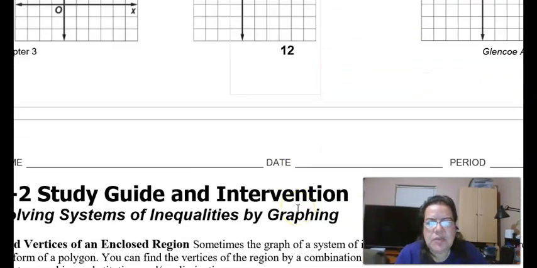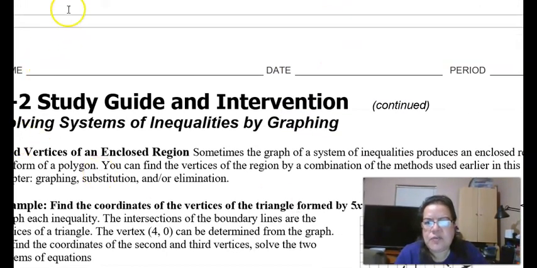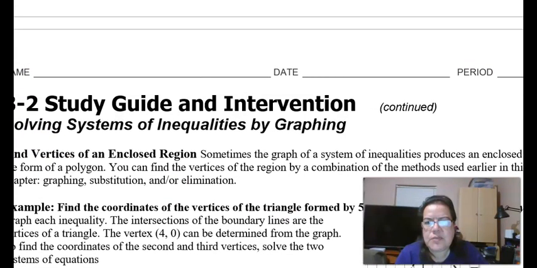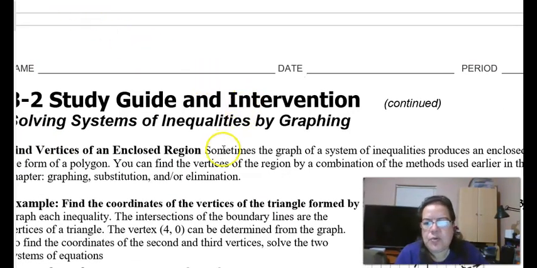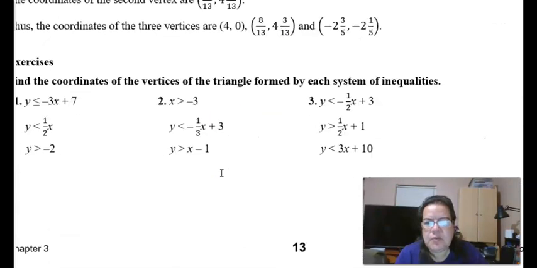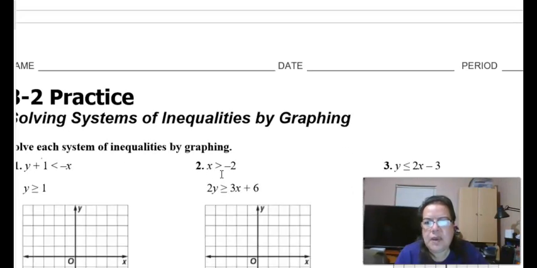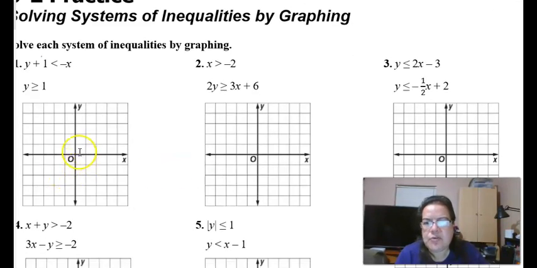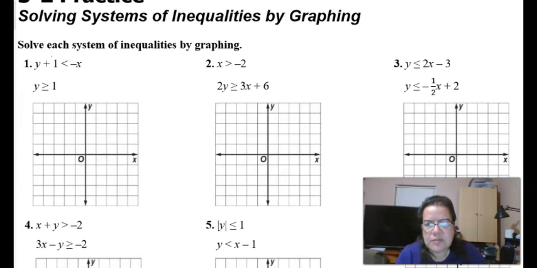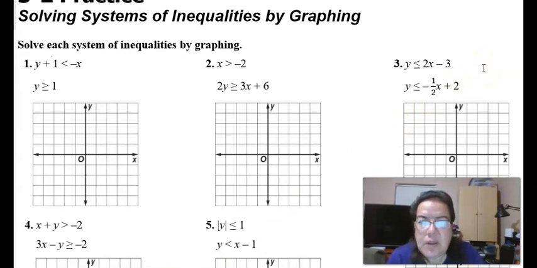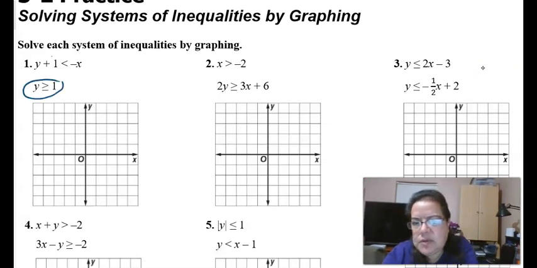And if you continue looking at your study guide and intervention, you have some more practice problems. Let's just do maybe one more here. So let's try the first one. The first question tells us to solve each system of inequalities by graphing. Okay, same thing.